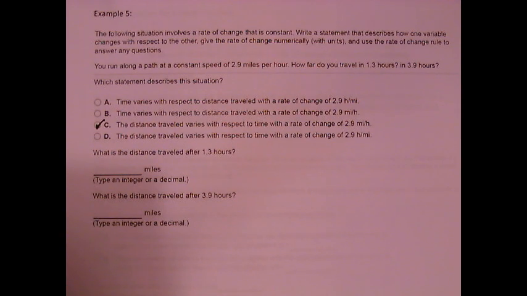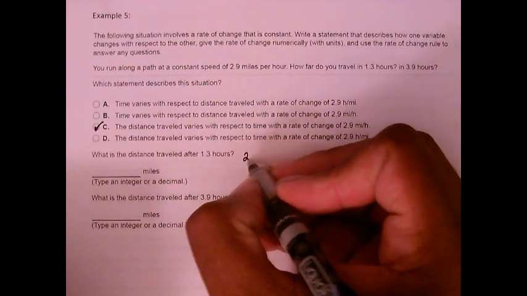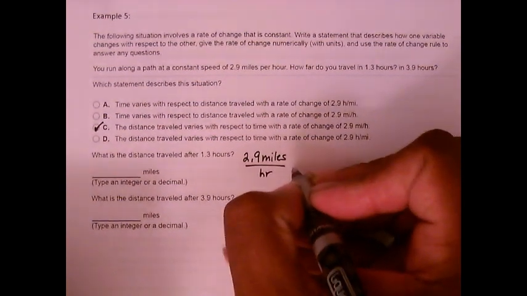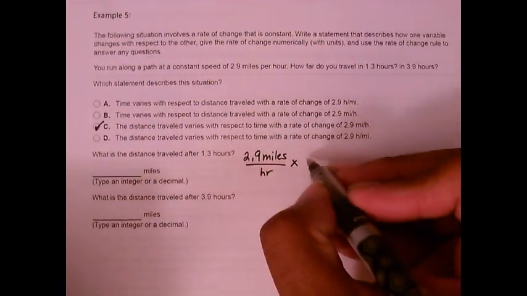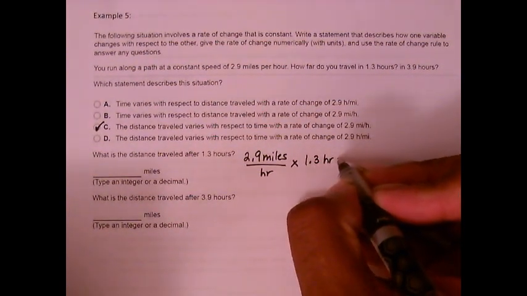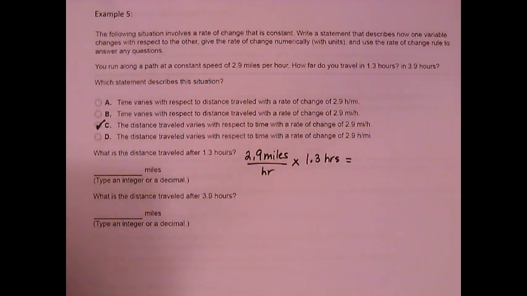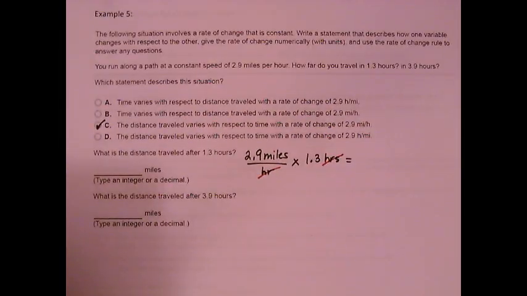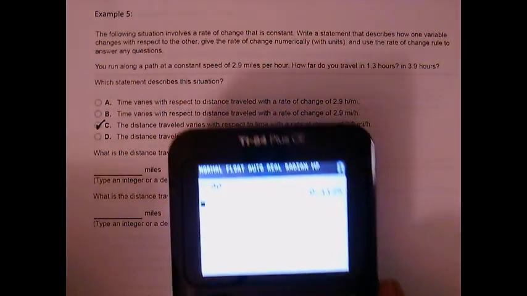Now we want to find the distance traveled after 1.3 hours. We're going at a rate of 2.9 miles per hour, and this is going for 1.3 hours. So we're going to multiply that rate times the time. That's how we find the distance. Distance is always going to be rate multiplied by the time. And as you can see, those hours divide out. And we're going to multiply 2.9 times 1.3.